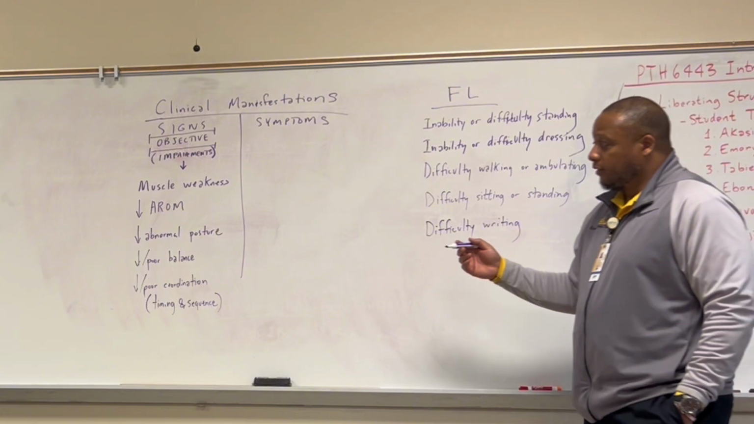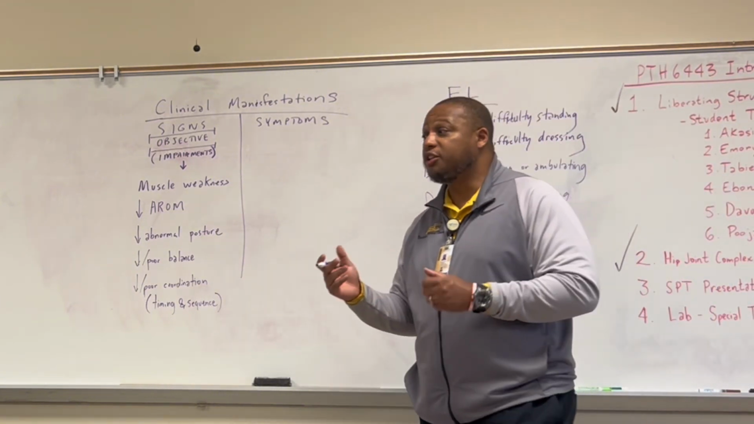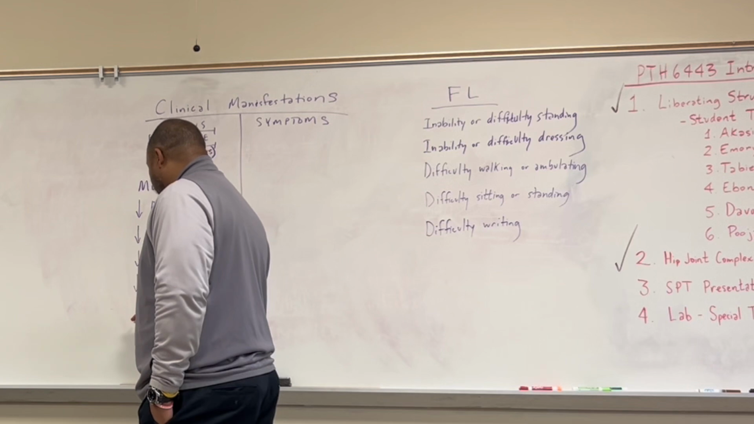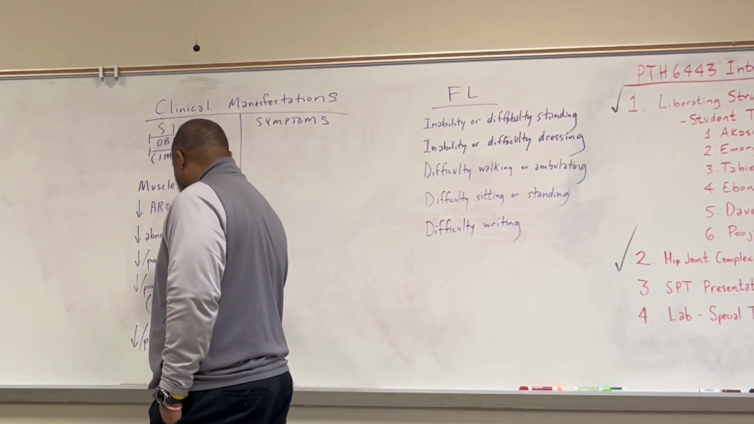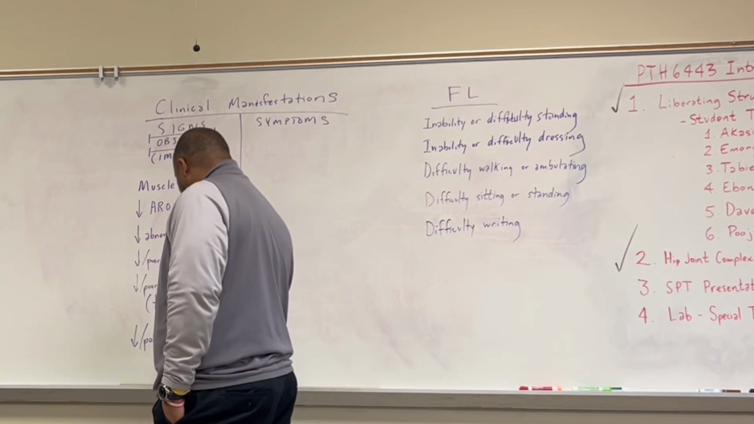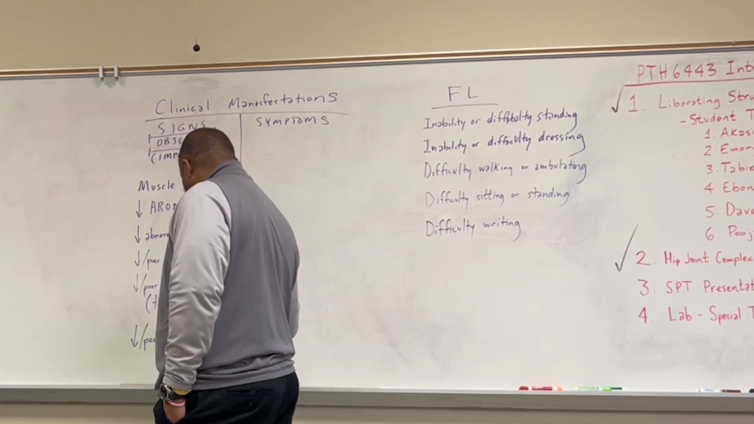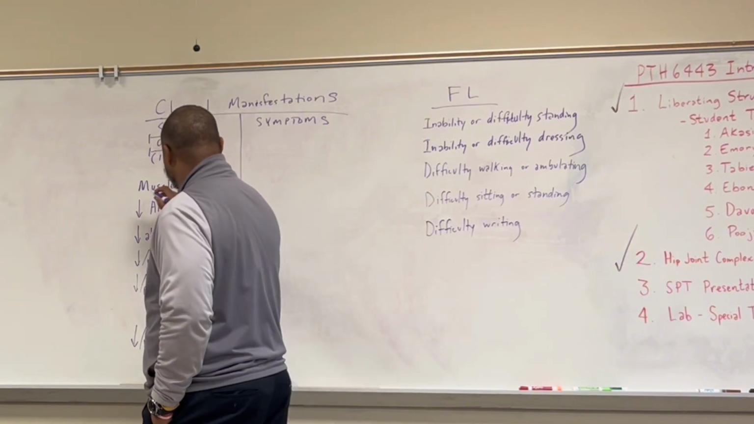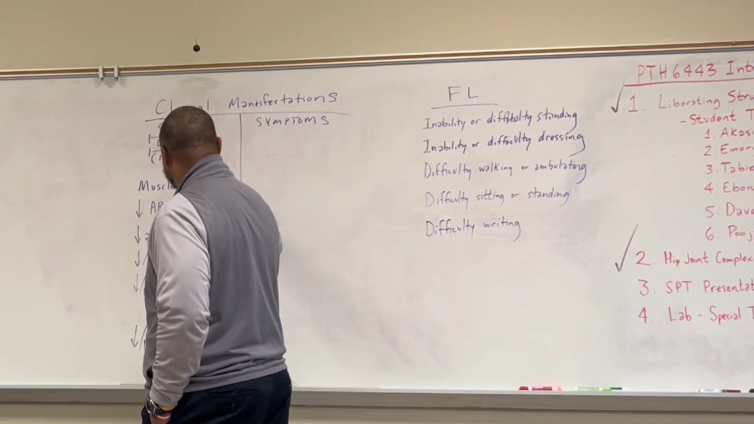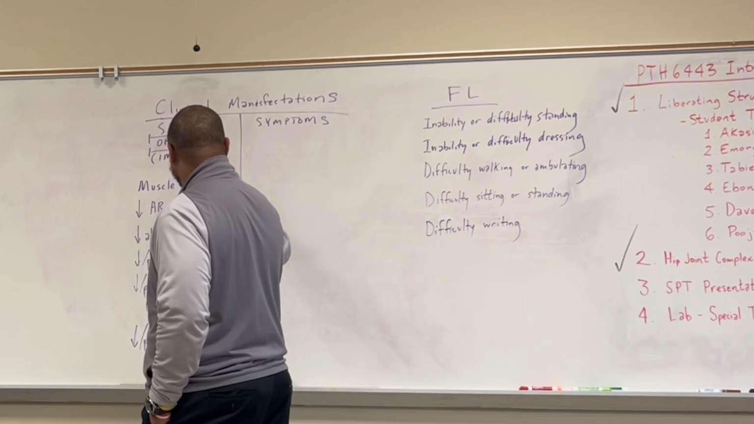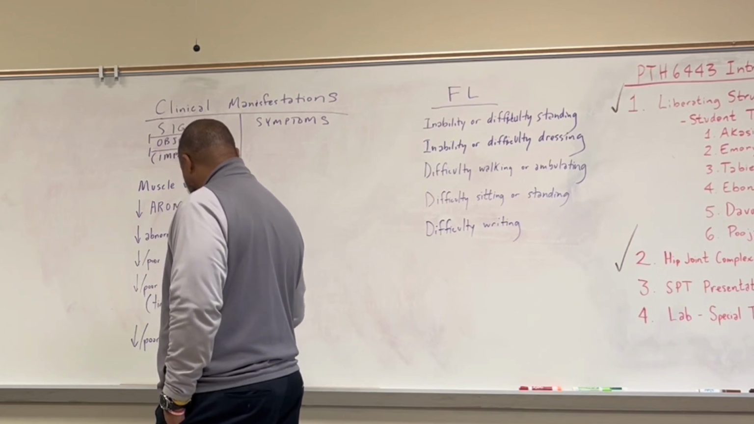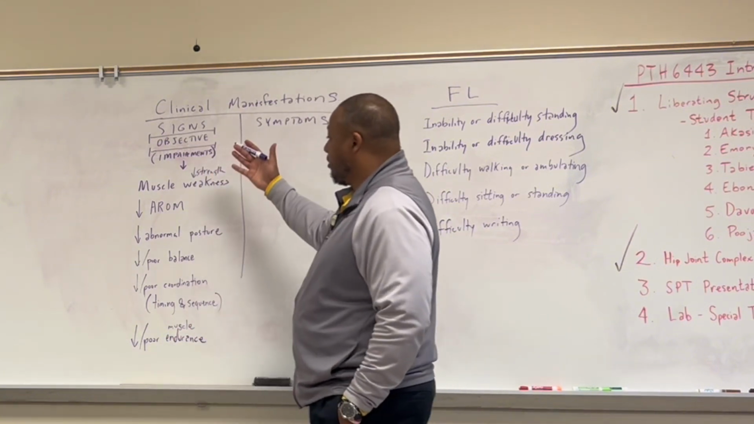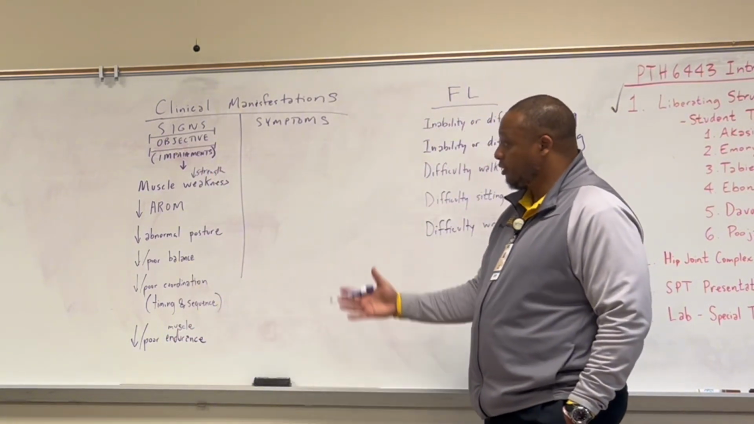So all of these, what's another one? Also endurance. So endurance can be an impairment. Decreased, poor endurance. All right. So this would be muscles, this would be more so strength. Decreased strength. But you can also have decreased muscle endurance. Okay. All of these are impairments. All these can be measured.